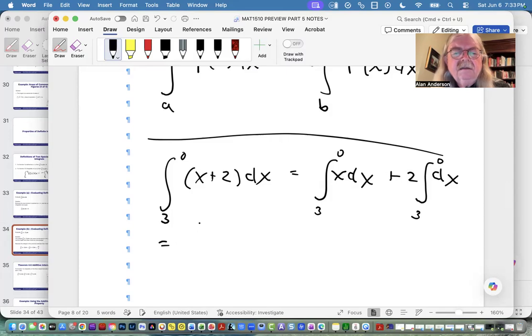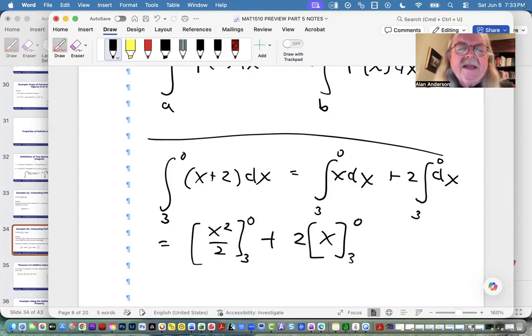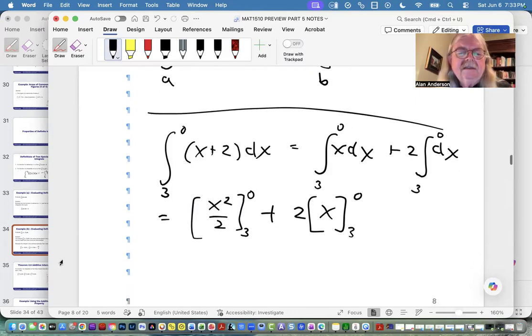All right. So using the power rule, here's what we have. Now we can evaluate it. Yeah, we can move this half out here.